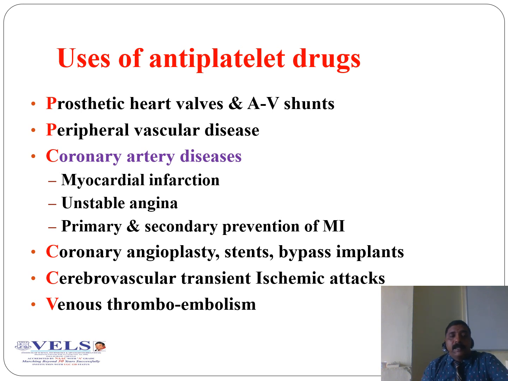Coronary artery disease, myocardial infarction: low dose aspirin is started immediately, given as soon as acute MI diagnosis has been made, and continued throughout the course and after recovery. Unstable angina: aspirin reduces the risk of MI and sudden death in patients with unstable angina. Primary and secondary MI: you administer aspirin as well as anticoagulant therapy, and you can also go for a vasodilator. Okay, these are the drugs and these are the uses of antiplatelet drugs.